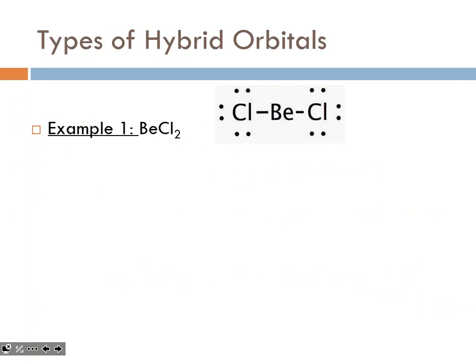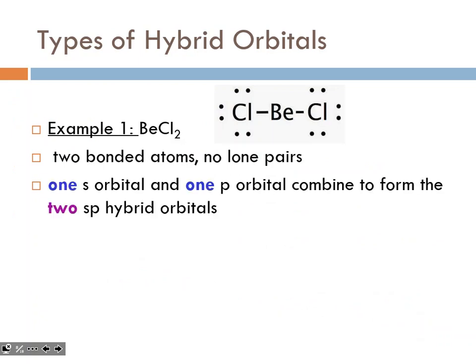Looking at this example, the beryllium dichloride here, or beryllium chloride, you could call it either one. You have two bonded atoms and no lone pairs around that central atom, and we're really focusing on the central atom here. So the beryllium itself has two things bonded, but it doesn't have any lone pairs. So what's going to happen here to form the hybrids? One s and one p will combine to form two sp hybrids.